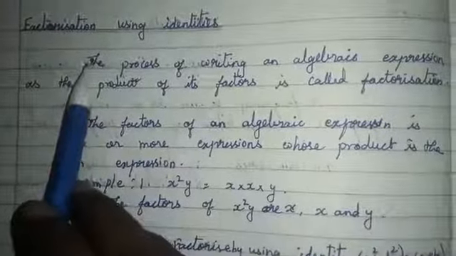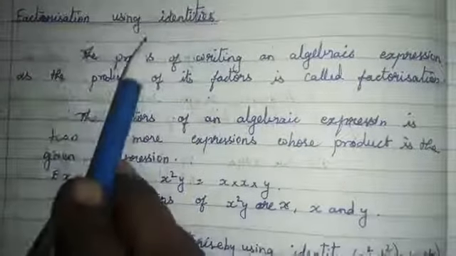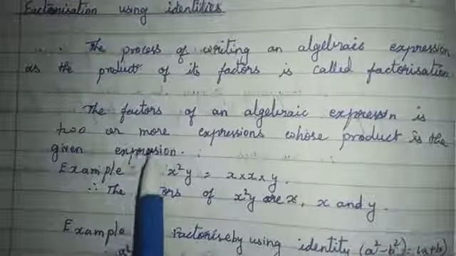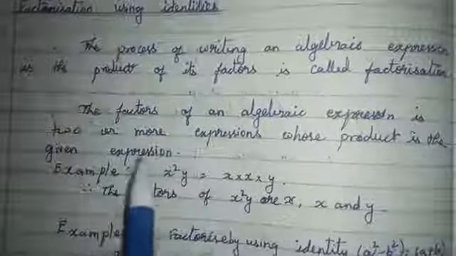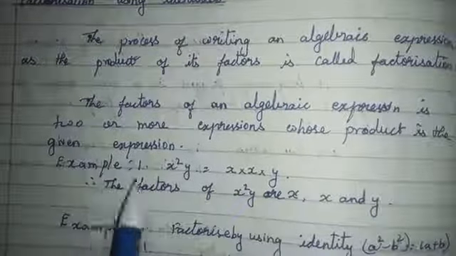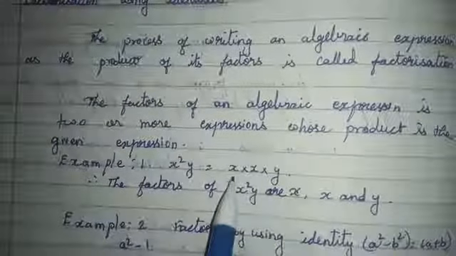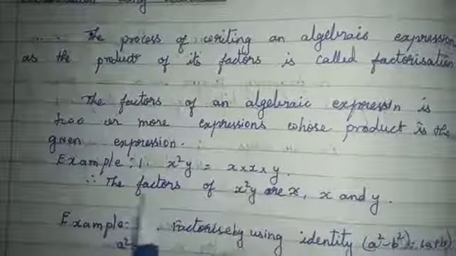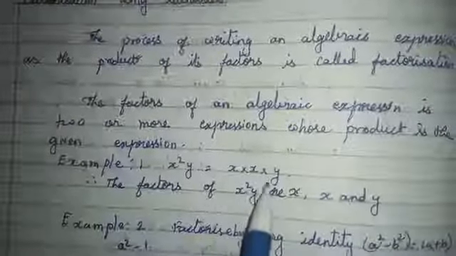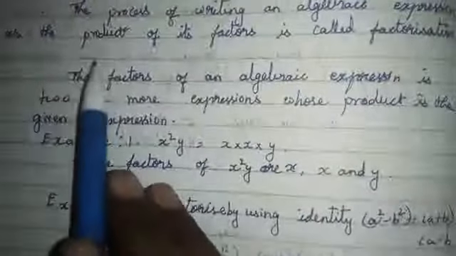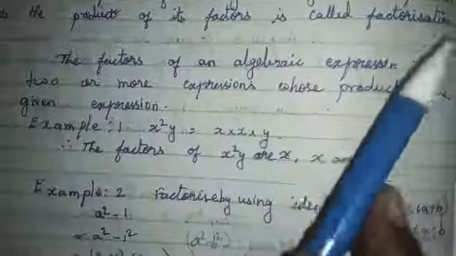The next topic is how to factorize a given algebraic expression using identities. The factors of an algebraic expression are two or more expressions whose product is the given expression. Example, the algebraic expression x square y. This x square y can be written as x into x into y. Therefore, the factors of x square y are x and y. The process of writing an algebraic expression as the product of its factors is called factorization. Like that, we can factorize other algebraic expressions by using the identities.